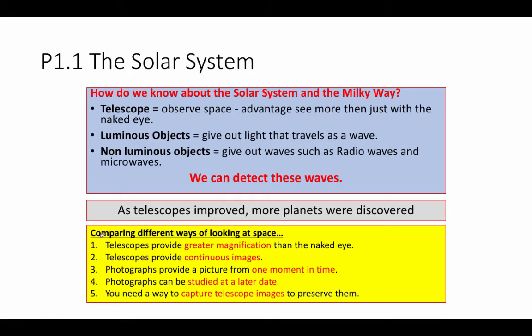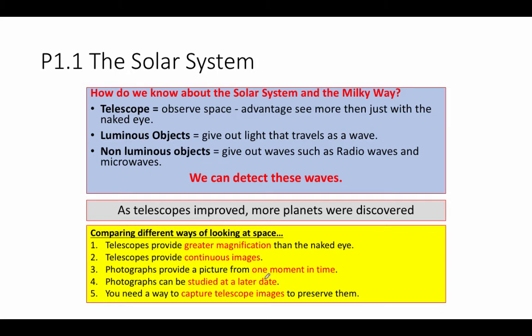Okay. Now, you often get asked about telescopes. And a lot of the time, it's not necessarily how the telescope works. It's more about what are the good things about using a telescope. Why are telescopes useful? Telescopes provide greater magnification. Yeah, they magnify. They zoom things in. They allow for continuous images. So you can basically see everything at any time.